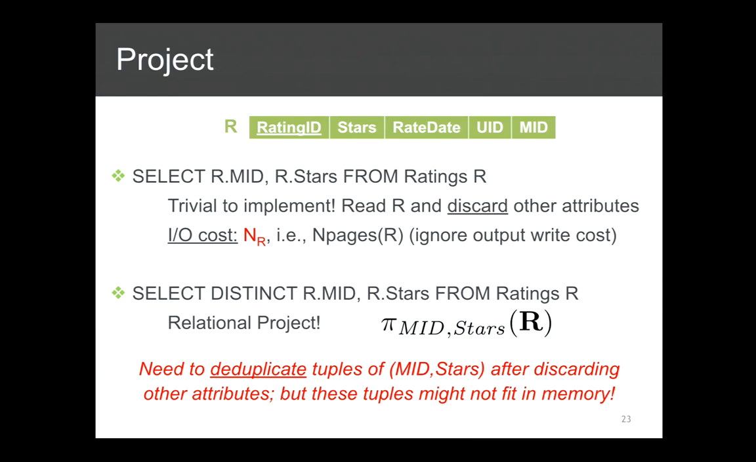The challenge here is in actually doing the deduplication. Because you could have, I don't know, billions or even hundreds of billions of these entries in the ratings table, this set of projected tuples before deduplication might not fit entirely into memory. So just writing out MID and stars from R without deduplication can itself be very large. So the challenge is actually deduplicating on the entire attribute set, even though the whole set of tuples may not fit in memory.